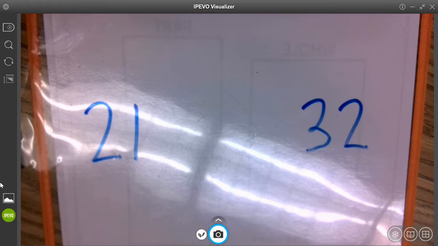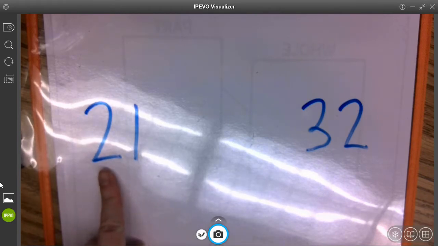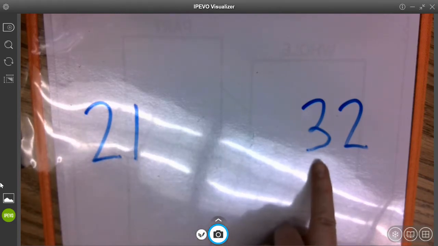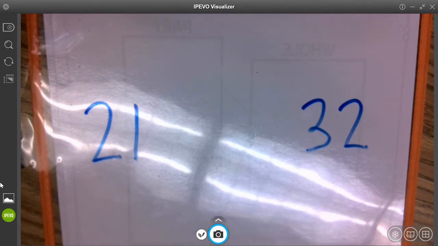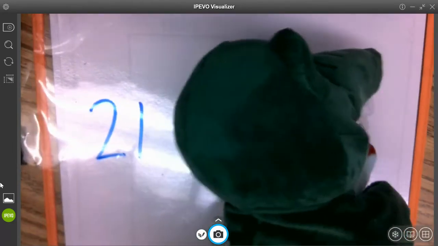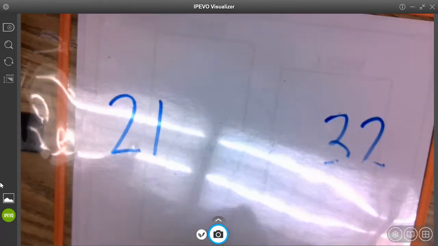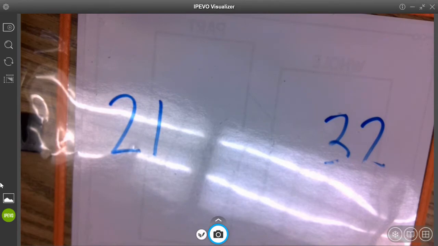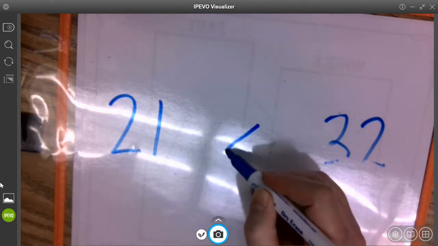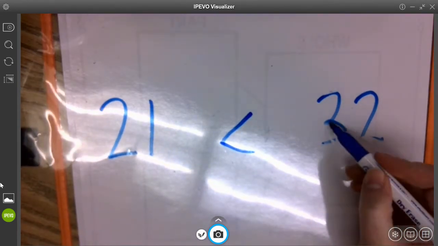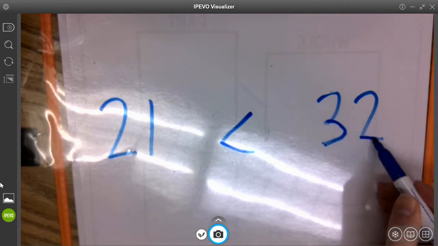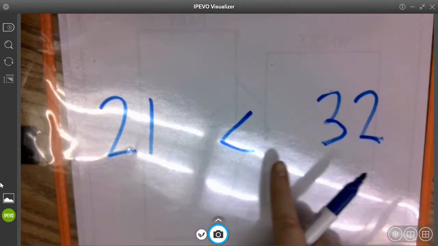I start comparing both the tens. So I've got 2 tens, 3 tens. Are they the same? No. Which one's greater? 3 tens. So what is he going to eat? He's going to eat the 3 tens. And so the symbol would show his mouth open up to eat the 3 tens. 21 is less than 32.